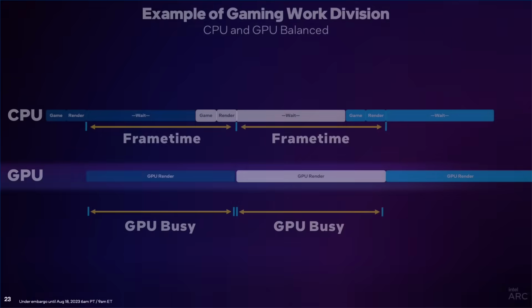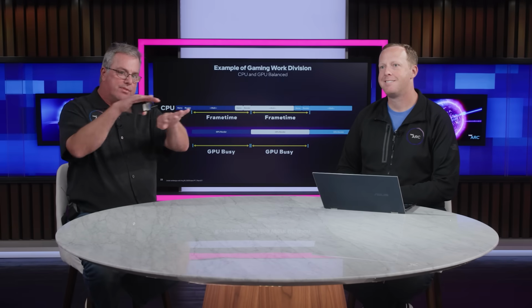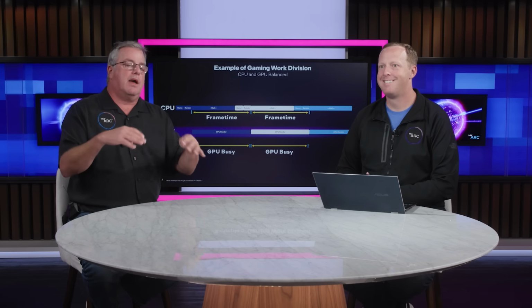So GPU busy is a nice way to get a sense of, am I balanced? Are there bottlenecks? What's going on? Now, this is a picture of what that looks like when you're balanced. You can see the frame time length and the GPU busy are about the same length, and you're generally in a happy place. This is grossly simplified because there is a lot of queuing happening here, but for simplicity, I took it out.